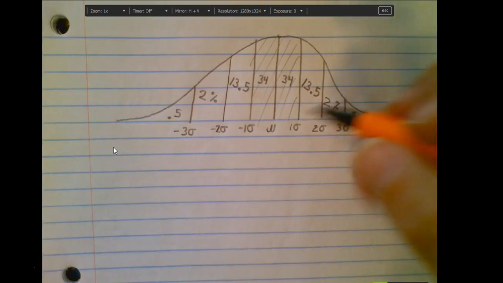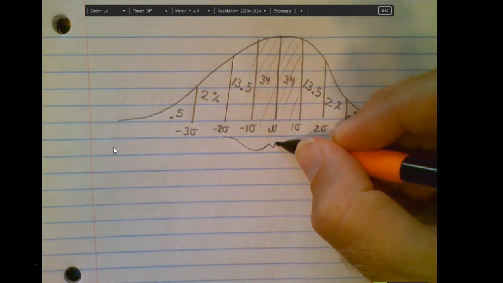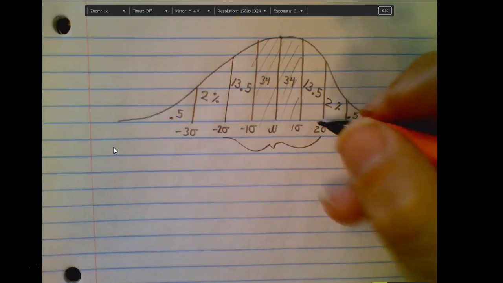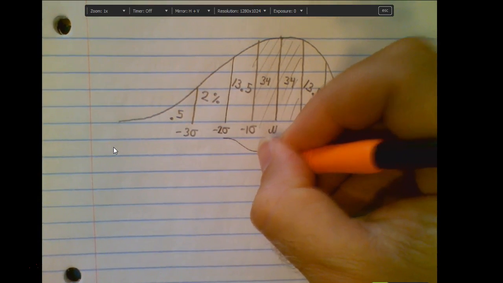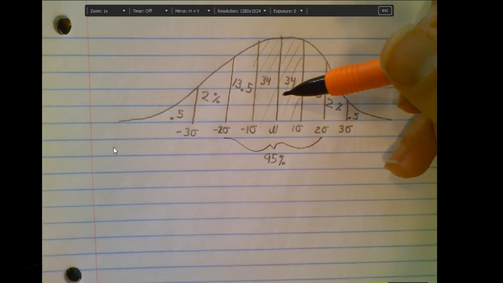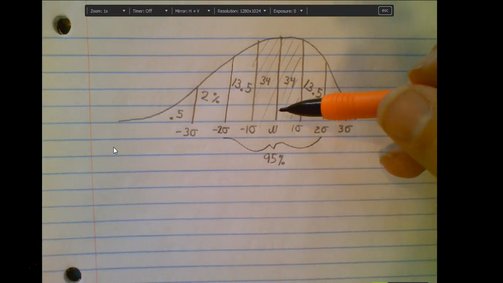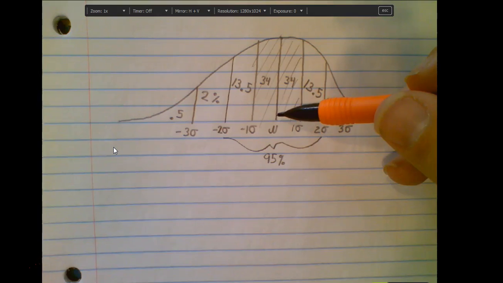Within 2 standard deviations, so from this guy all the way to this guy, represented 95% of all of my data. And again, if I were to break that in half, that means from right here to right here is half of 95, which is 47.5%.